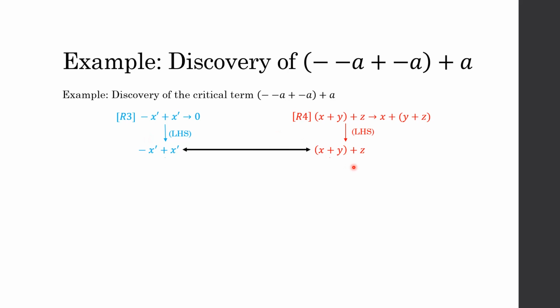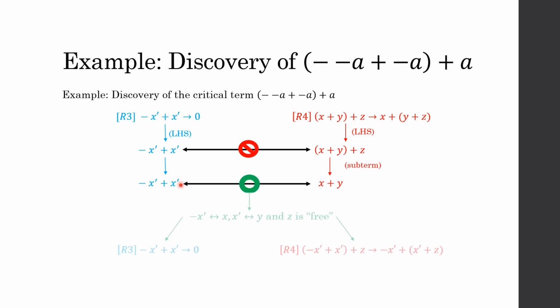Can we unify them? You can check yourself, and we are unable to unify them. So it doesn't mean you must unify the whole left-hand side with the left-hand side. We can try and see whether any subterms of the left-hand side can be unified. Here, if you take a subterm, x plus y, you can unify it with the terms over here, negative x prime plus x prime. How? By substituting x with negative x prime, and for every occurrence of y, you replace it with x prime. Then you can unify them and state that they are identical.